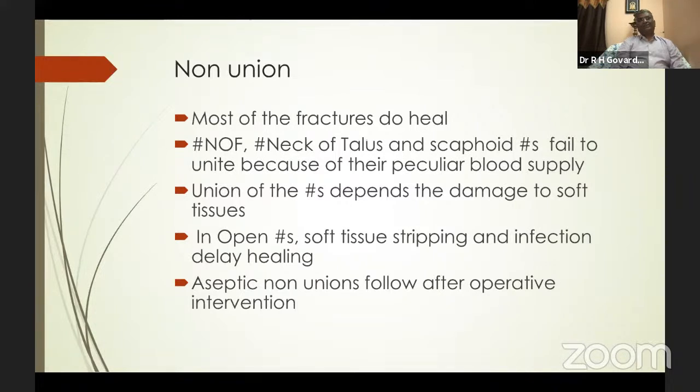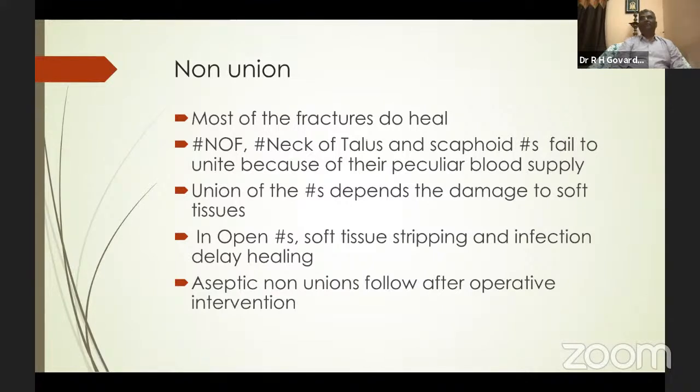There are certain fractures like fracture neck of femur, neck of the talus, and scaphoid fracture that fail to unite because of the peculiar blood supply. Neck of femur derives from one particular branch from the medial circumflex artery. Neck of the talus has a particular branch from the body to the neck and the head, and the scaphoid similarly has a peculiar blood supply, wherein one fragment becomes totally avascular.